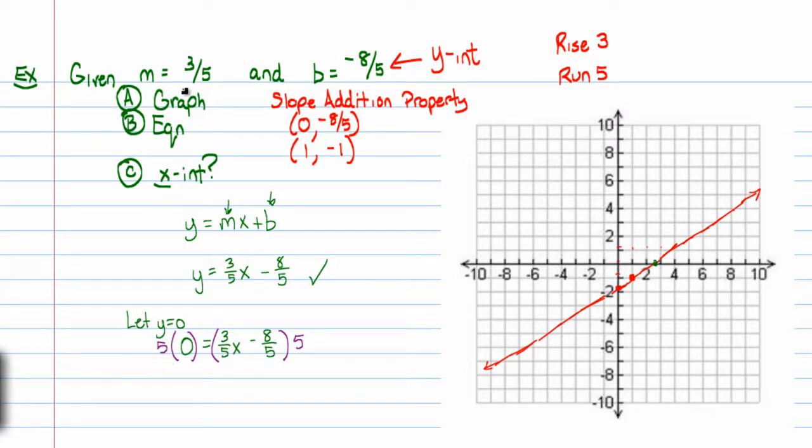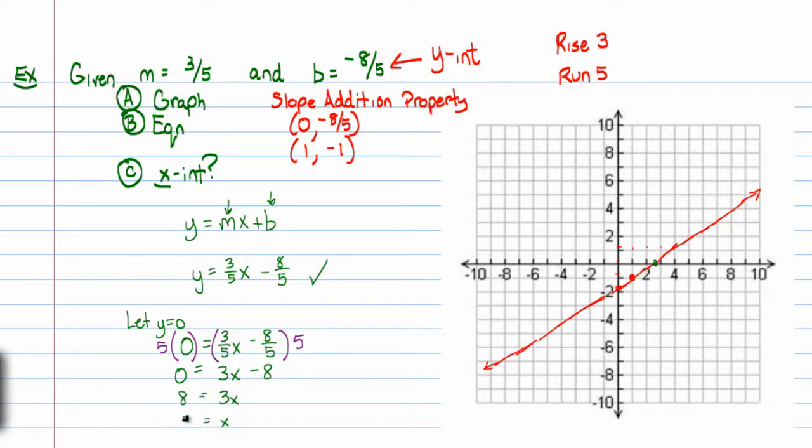It might not save any time, but the fact is I just don't like working with fractions, so I get rid of them as quickly as possible. 5 times 0 gives me 0. And on the right-hand side, that 5 distributes to each of those fractions and cancels with their denominators, so I get 3x minus 8. And now I'll go ahead and add 8 to both sides.